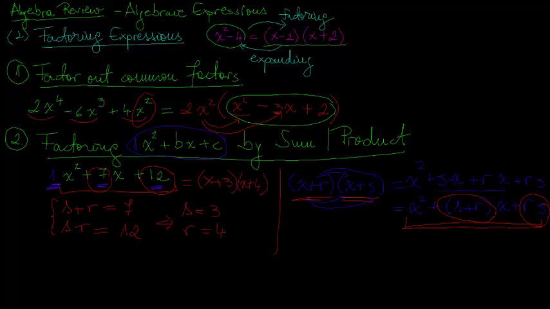Alright, so checking, we get x squared plus 4x with 3x gives us the 7x, and 3 times 4 gives us the 12. So we have in fact found the correct factoring form.